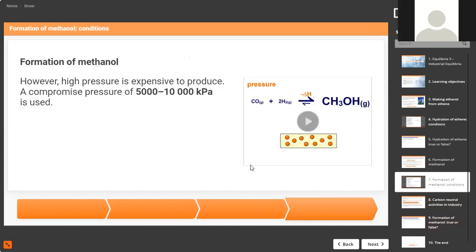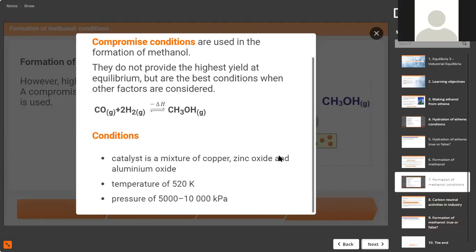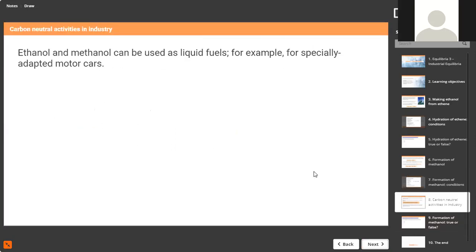However, high pressure is really expensive to produce, so we go with a compromise pressure of 5,000 to 10,000 kilopascals. In summary, compromise conditions are used in the formation of methanol. They do not provide our highest yield at equilibrium, but they are the best conditions when we consider other factors such as economics. So our conditions are a catalyst made up of copper, zinc oxide and aluminium oxide, a temperature of 520 Kelvin and a pressure of 5,000 to 10,000 kilopascals.